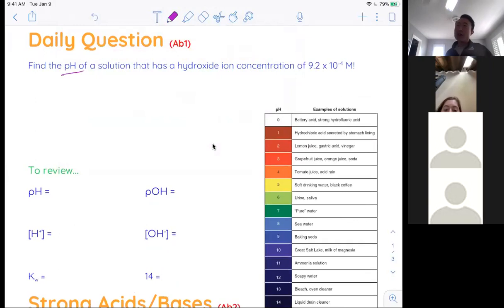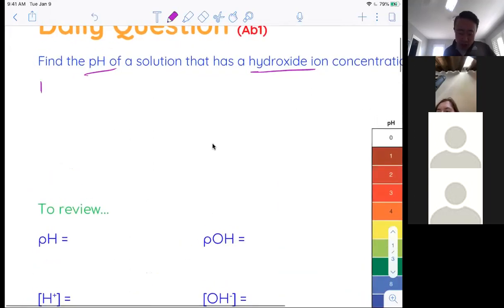So it's a number that helps us to express the concentration of H plus ions without using crazy scientific notations. This is a hydroxide concentration of 9.2 times 10 to the negative fourth. So there's two ways I could do this, but if it's okay with you, the first thing I'm gonna do is solve for pOH. Is that okay? Yeah.